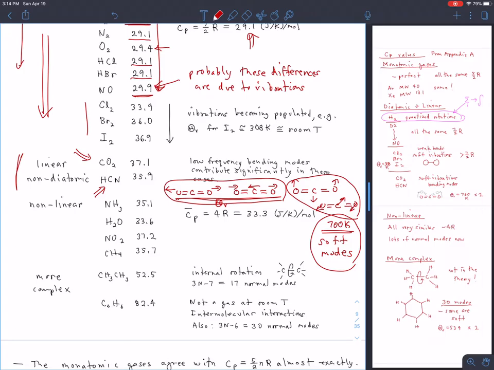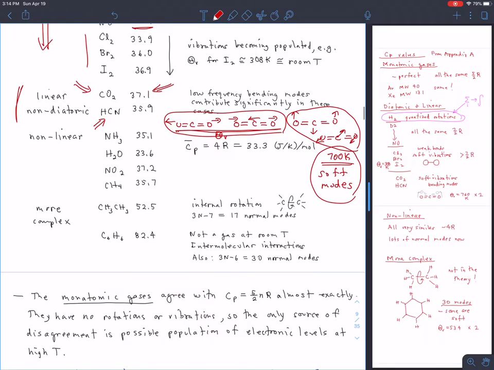Even a few soft modes can make contributions that are significant, and that's what's happening in these 2 cases. All right, finally, we get to the nonlinear molecules now. Our baseline universal value for just translations and rotations is 4 times R, which is 33.3. That's the value we expect if there are no vibrational contributions.